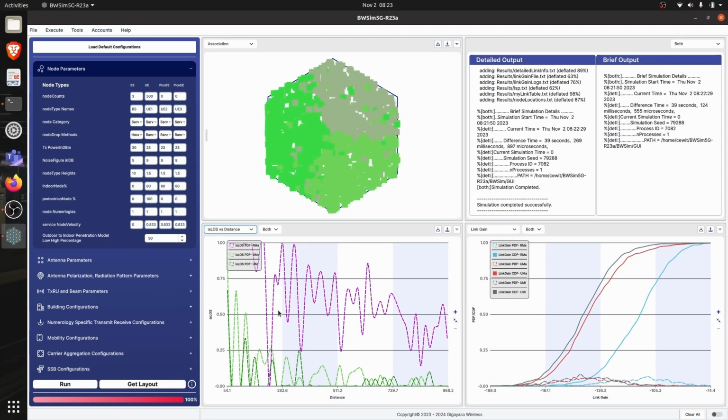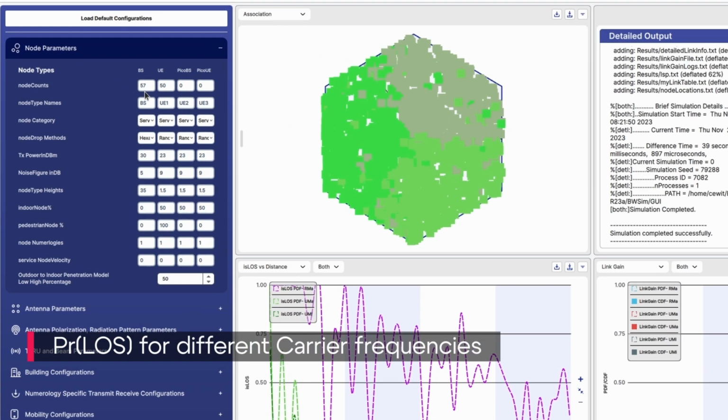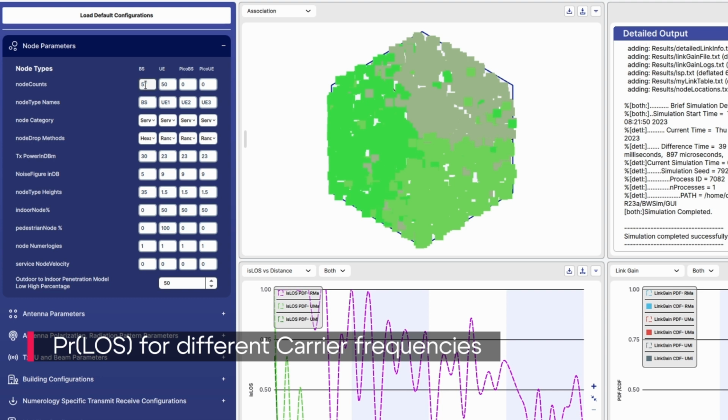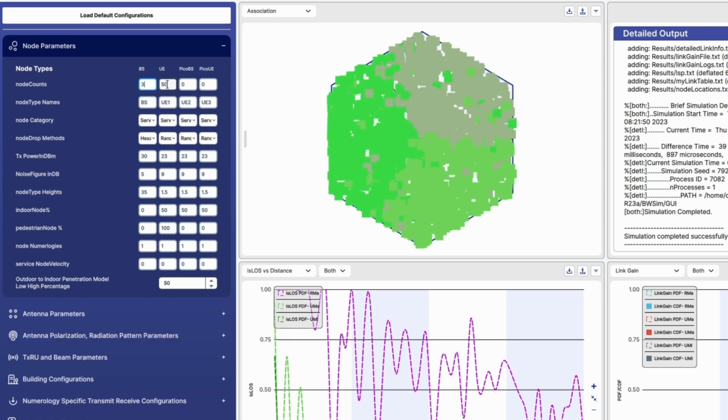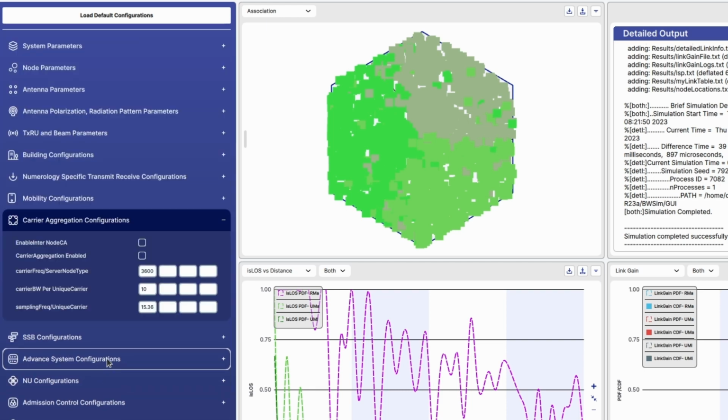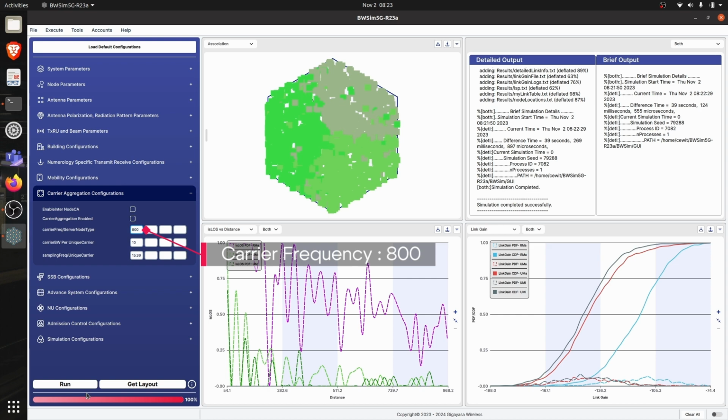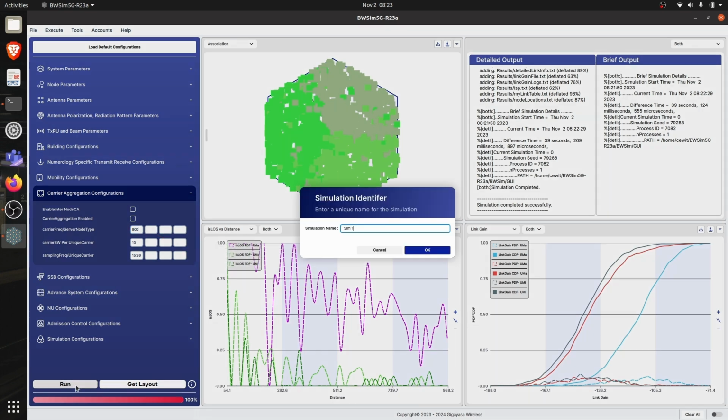Now we move on to the second observation, where we change the carrier frequency. We start with 800 and move on with other frequencies.